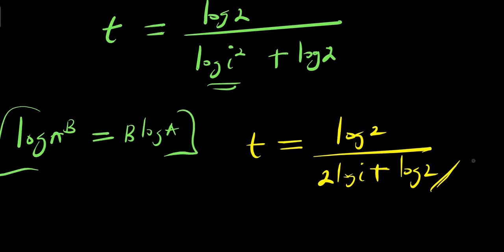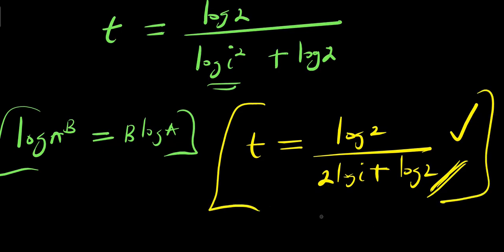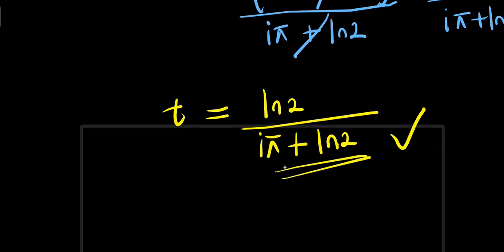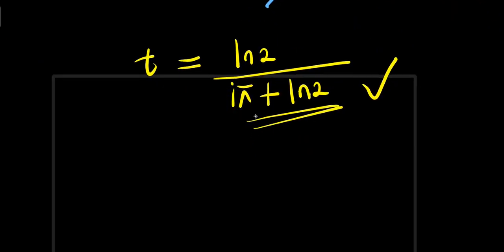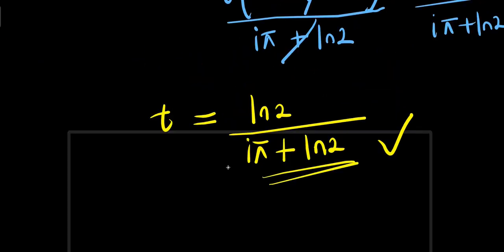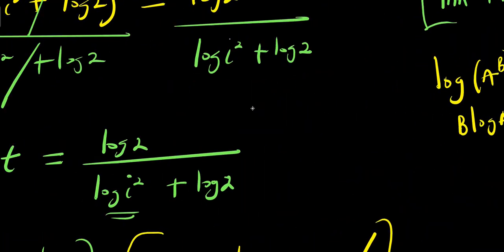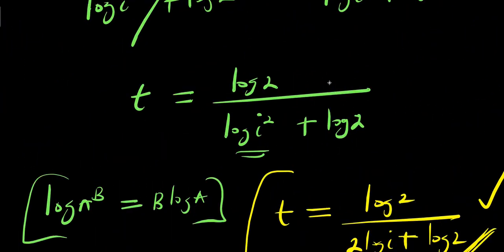So we have two solutions. They are all the same. Here, this one is in terms of log 2 divided by 2 log i plus log 2. Then this other one is in terms of natural log, ln 2 divided by iπ plus ln 2. So ladies and gentlemen, any of the methods you can use, they are obviously very correct.